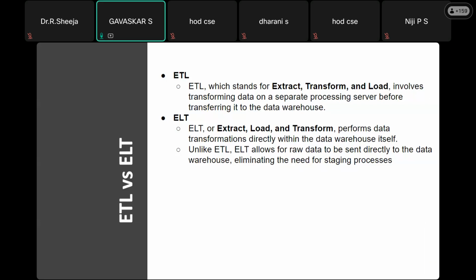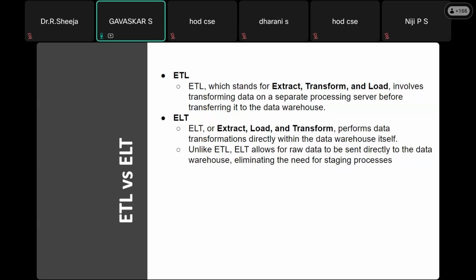So in case of ELT, the same thing, we are extracting the data from different data sources by using a set of tools, and we are loading the data. We are not going to transform the data first, we are going to load the data. And after loading the data, we are going to do some transformation by using a set of tools available. So now here you have to know in ELT the data is directly transferred to the data warehouse. So data is stored in the data warehouse, and we will do some transformation using staging.